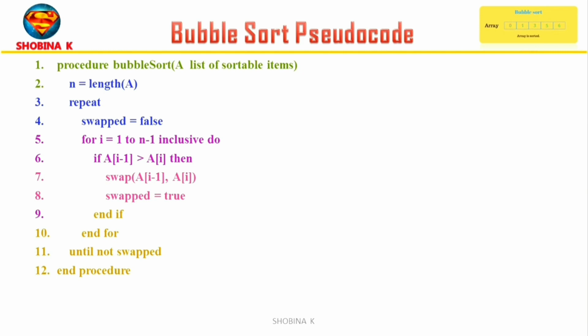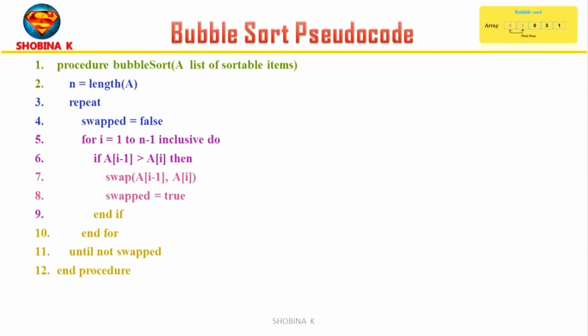If the elements are in the wrong order, swap them. Set a flag swapped to true if any swaps were made during the inner loop. After the inner loop, if the swapped flag is false, the list is sorted and you can break the outer loop. And repeat the inner and outer loops until the list is sorted. And at last, return the sorted list.